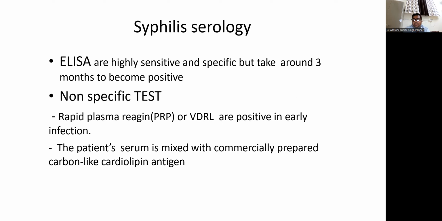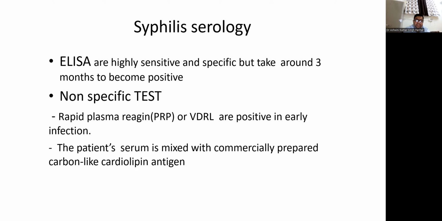So, for diagnosing syphilis, serology is mandatory. What are the tests you should do to diagnose syphilis? ELISA, enzyme immunosorbent assay. It's highly sensitive and specific, but it takes around 3 months for the results to come. So you can't keep the patient on hold for the treatment.